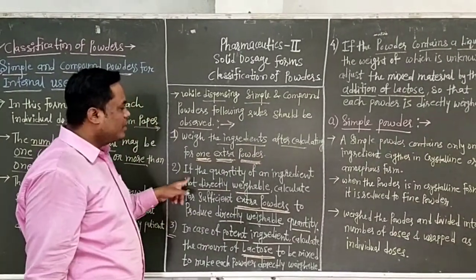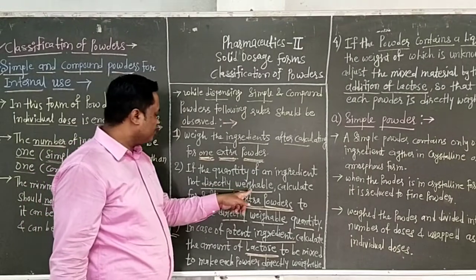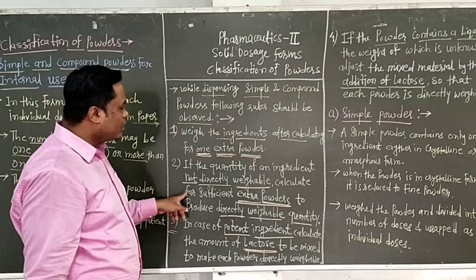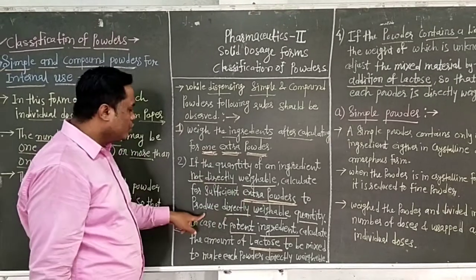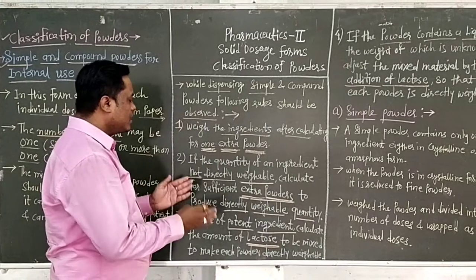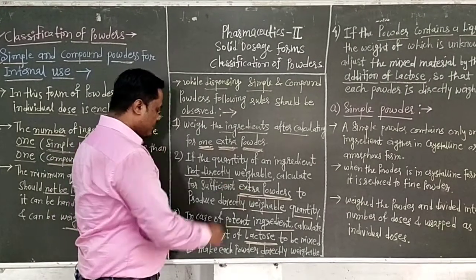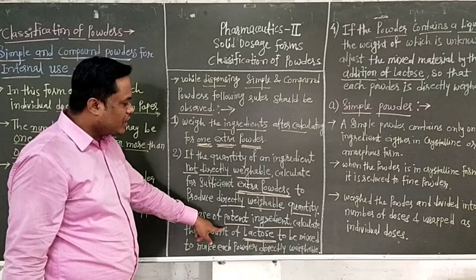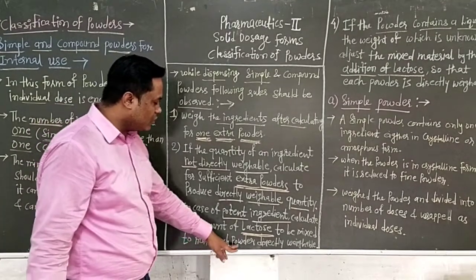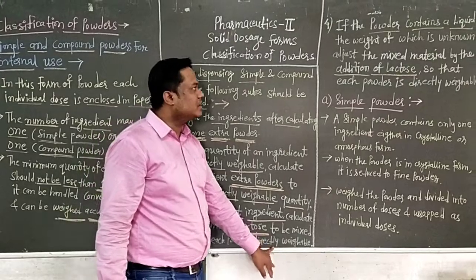Then second, if the quantity of ingredient is not directly weighable, then calculate for sufficient extra powders to produce a directly weighable quantity, means the amount plus the amount of powders. Then next, in case of potent ingredients, calculate the amount of lactose to be mixed to make each powder directly weighable. That is the third condition.